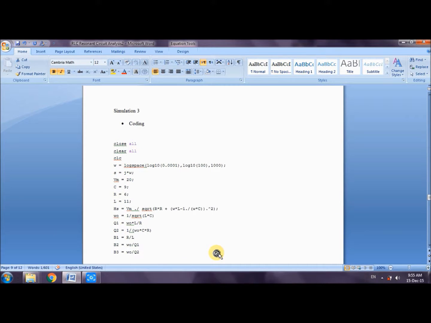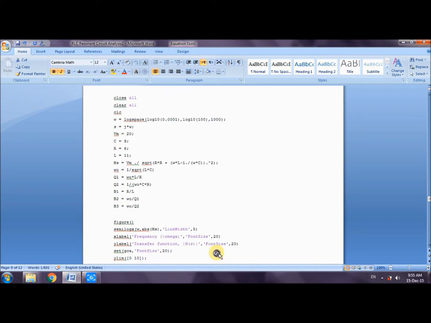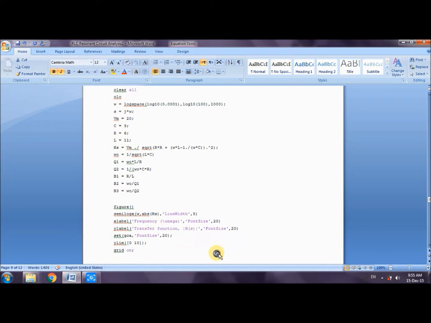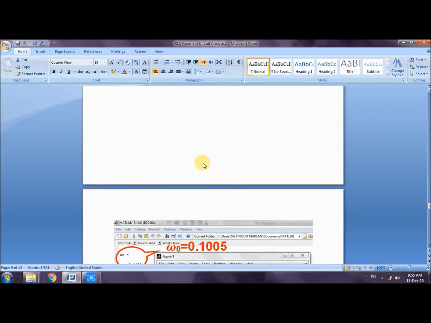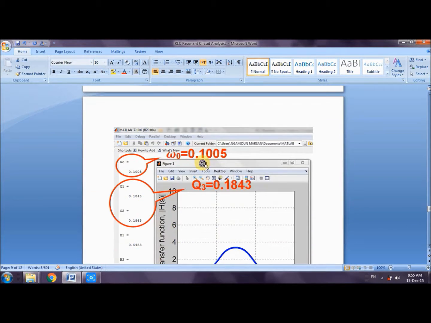So now, this is our simulation 3, which is our coding. As you can see here, we use the same coding as the previous one. Nothing changed, only the values of R, C and L. The value of R we change to 6, the value of L we change to 11, and the value of C we change to 9. So now let's take a look at the result. After we run the coding, this is the result that we got.